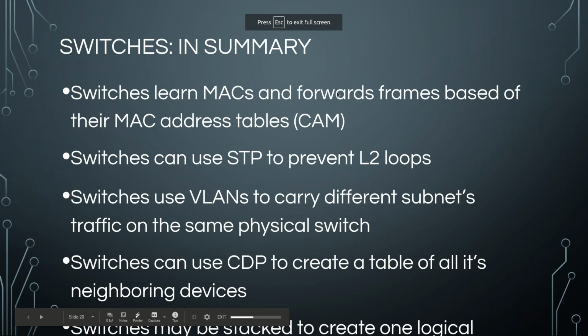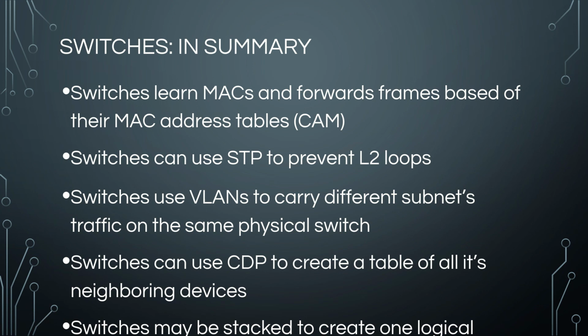Switches learn MAC addresses and forward frames based off their MAC address table. Also sometimes called a CAM table, particularly in the old Catalyst 6000 series. So anyway, just know that. I mean, you don't need to know that for the test, but I'm letting you know. Switches can use STP to prevent layer 2 loops. Switches use VLANs to carry different subnets' traffic on the same physical switch. Switches can use CDP to create a table of all its neighboring devices. Switches may be stacked to create one logical switch.